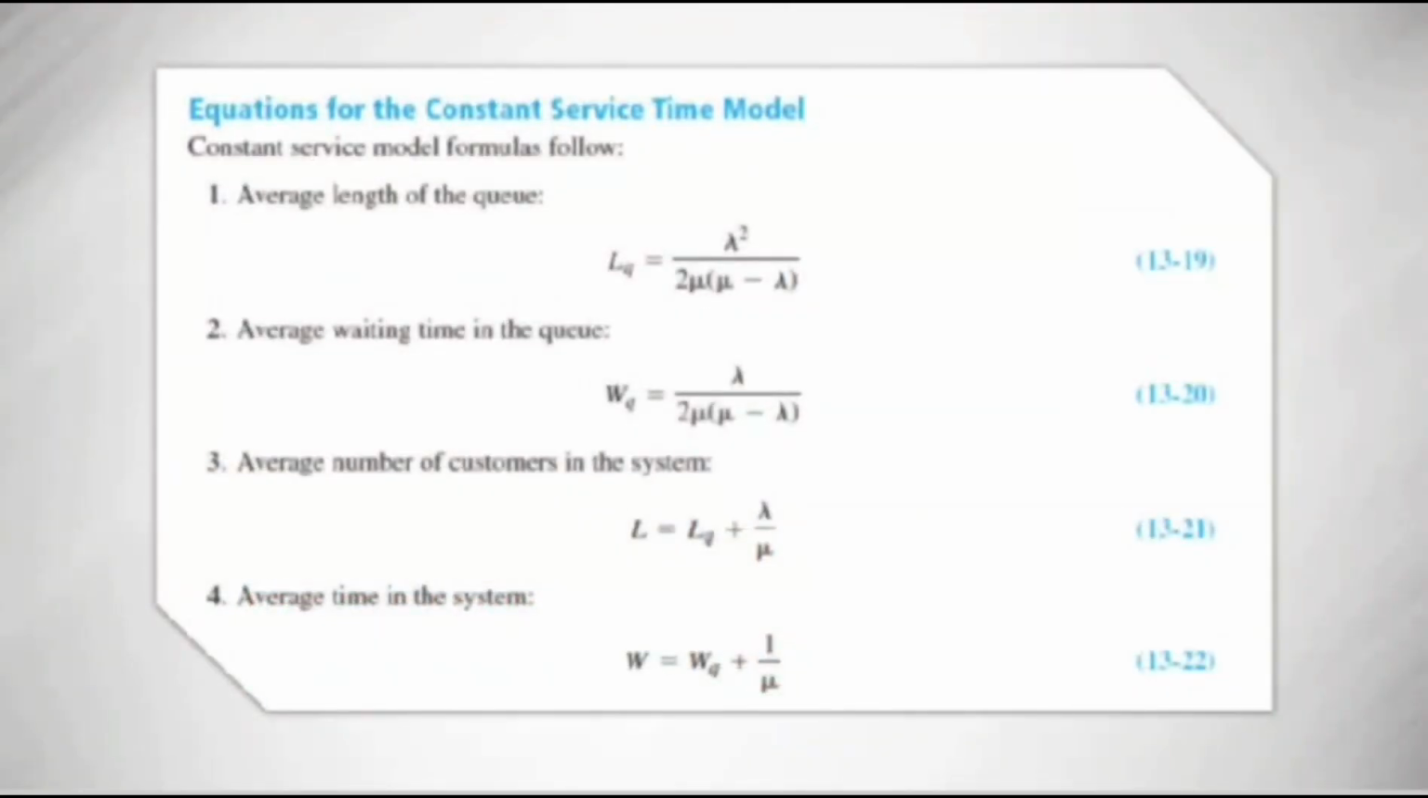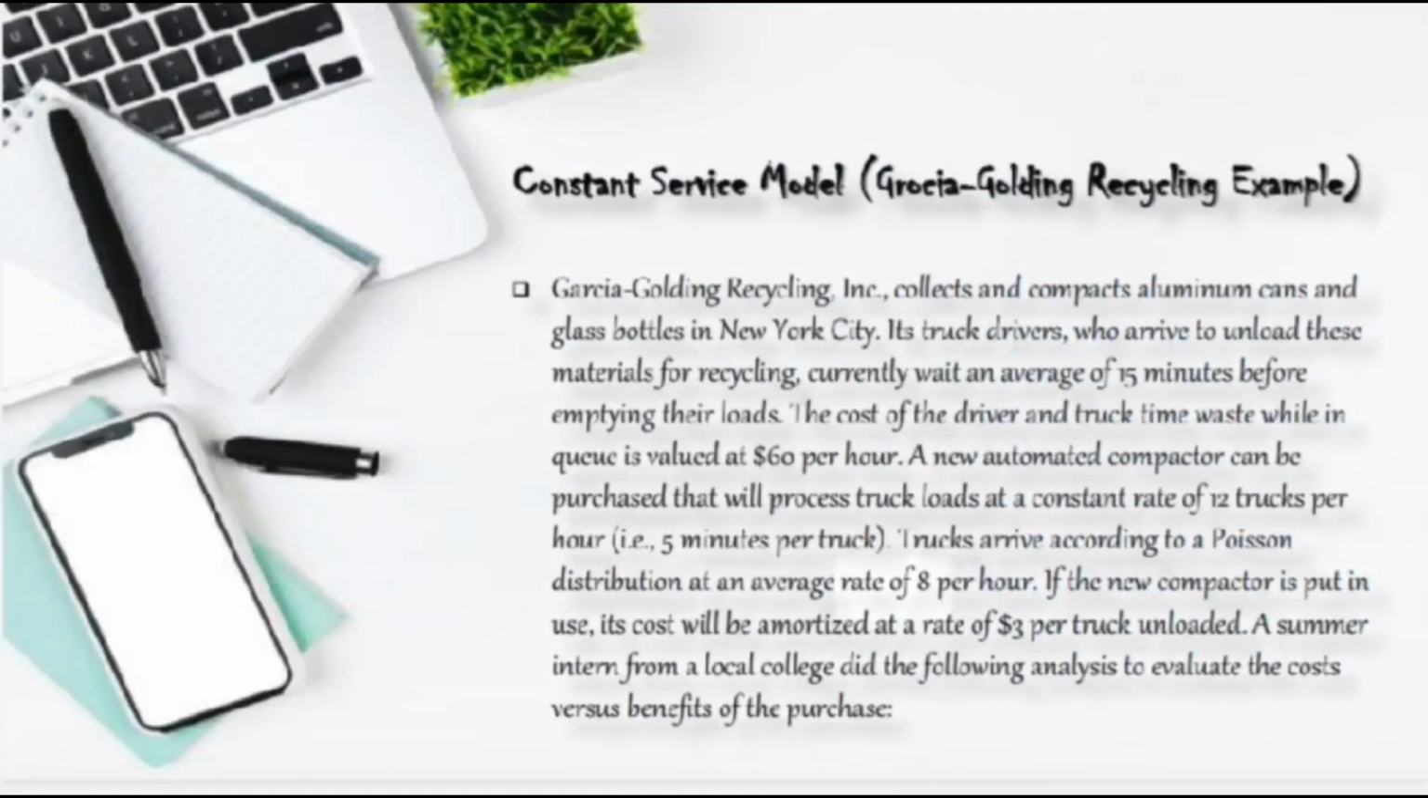In the next slide, as you can see, these are the formulas being used or equations being used in a constant service time model. So first, the formula for the average length of the queue. Second, average waiting time in the queue. Third, average number of customers in the system. And fourth, average time in the system. So, now, we are going to try to use all those formulas in the given problem.